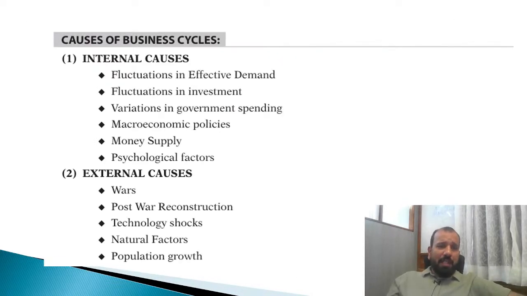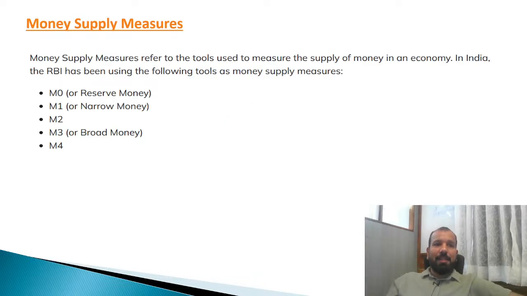So what are the causes? Internal causes: fluctuations in effective demand, fluctuations in investment, variations in government spending, macroeconomic policies, whether the money supply is reduced, increased or decreased, and psychological factors also. Then we have external causes sometimes: wars, like what is happening in India and Pakistan, Ukraine and Russia, and Israel and Palestine, wars and post-war reconstruction, technology shocks, natural factors, population growth. So these are the causes of the business cycles.